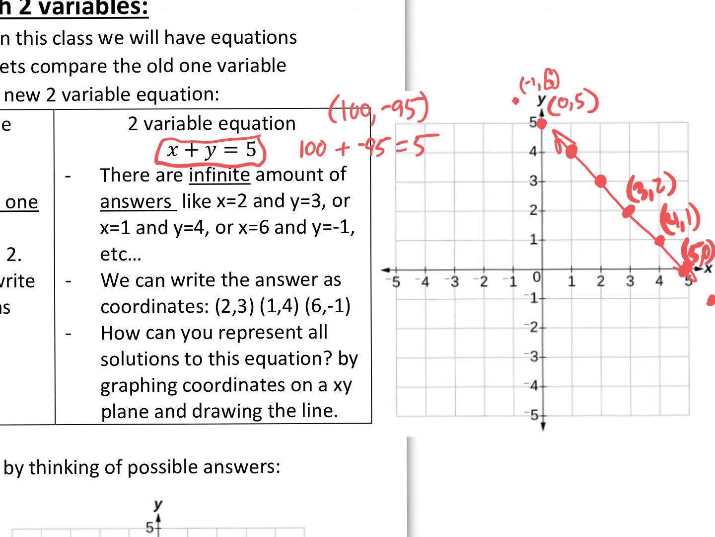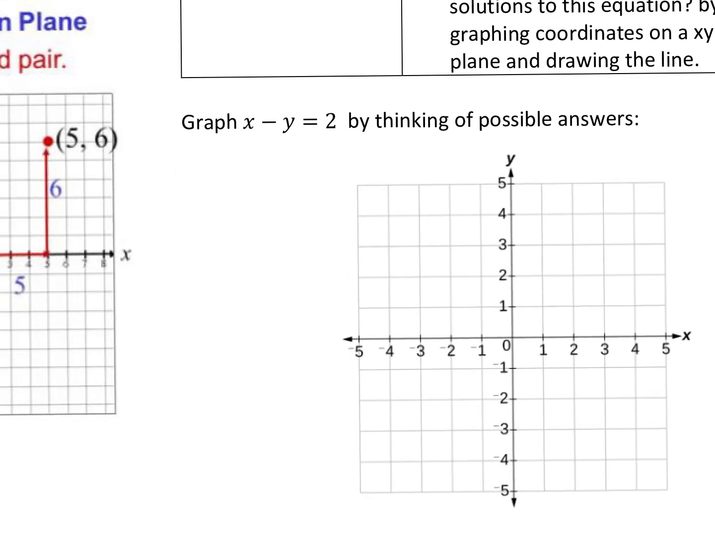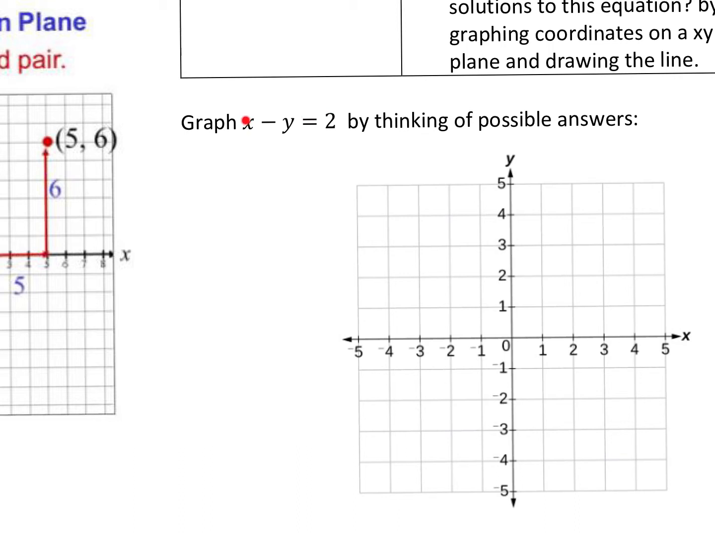But anyhow, we don't need like 5 different answers. All you really need is 2 points. And I recommend going for 3 points. That way all the 3 points do line up and you get a straight line, and then you're confident about your answers. So let's actually go down here. And let's think of possible answers for this equation. Give me a number, take away another number that equals 2.